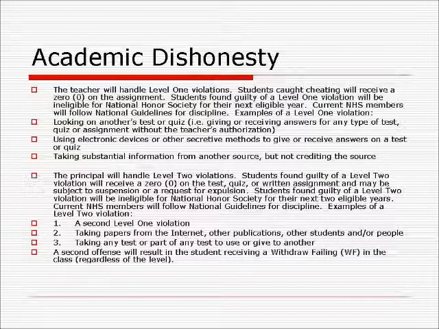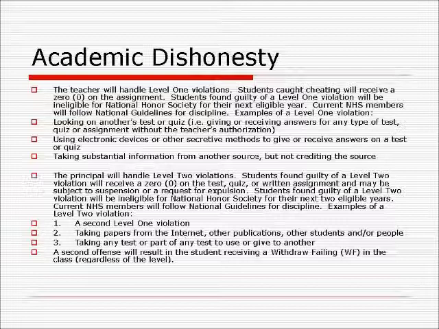Level 1 violations will be handled by the teacher. Students caught cheating will receive a 0 on the assignment and will be ineligible for National Honor Society for the next school year. Examples include giving or receiving answers for any type of test, quiz, or assignment without permission, or using an electronic device to receive answers on any type of assignment, test, or quiz.